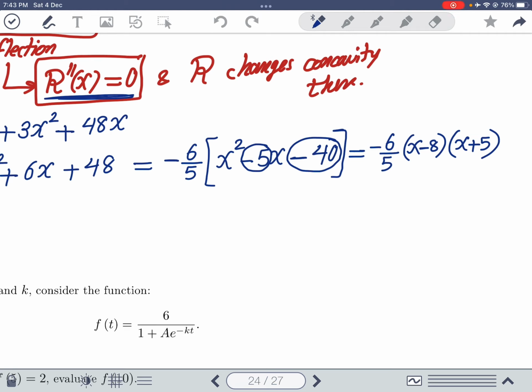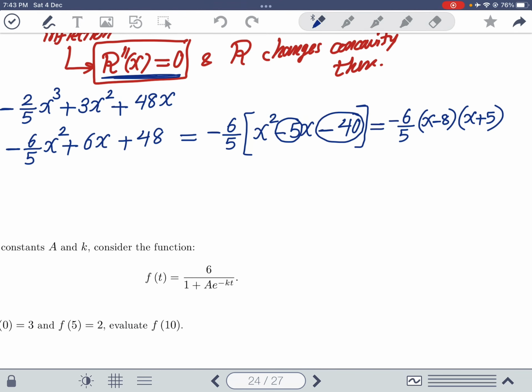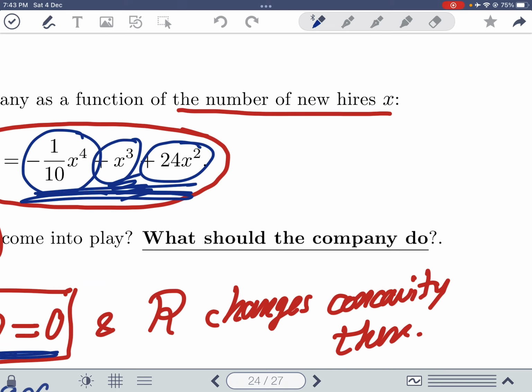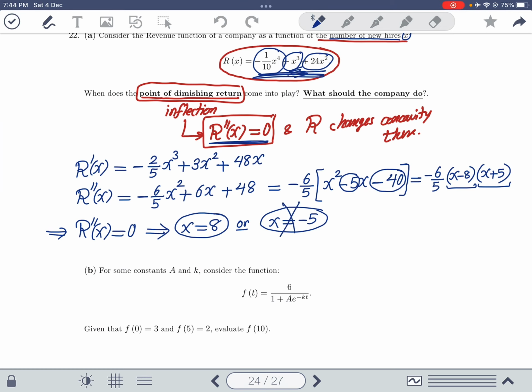So you just put them there, and so this means that if we set the second derivative equal to 0, then x will be either 8 or x is negative 5. From here, one of them must be 0, so x will be either 8 or negative 5. But remember, what is x? x denotes the number of new hires for a company. This x must be positive. It cannot be negative.